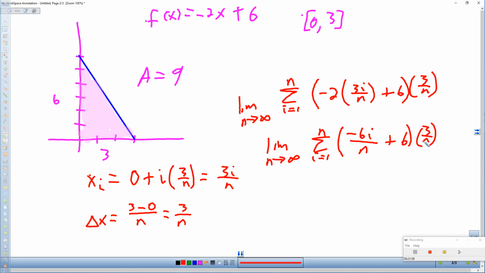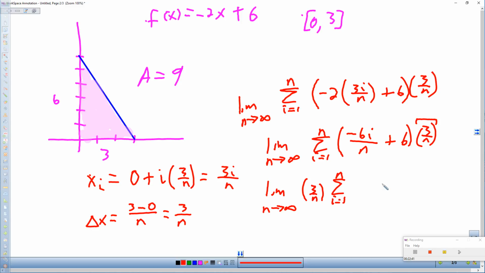Now, is this part here going to be affected as i changes? No, this part right here, as i changes, is not going to be affected. So we can take that out of the sum. So we can rewrite this as the limit as n goes to infinity of 3 over n, and the sum is i equals 1 to n.